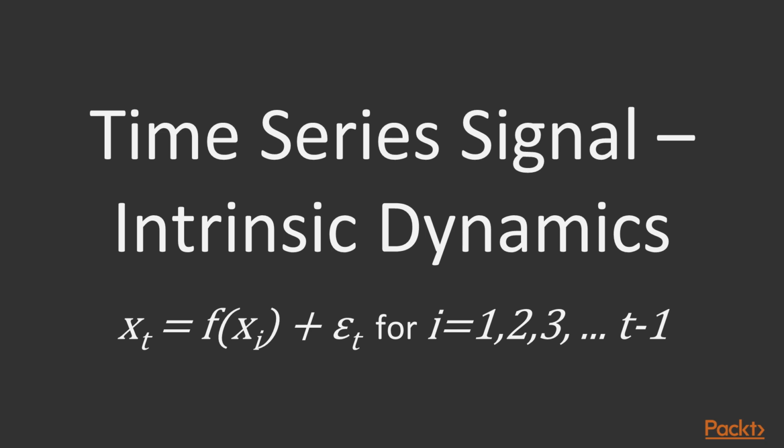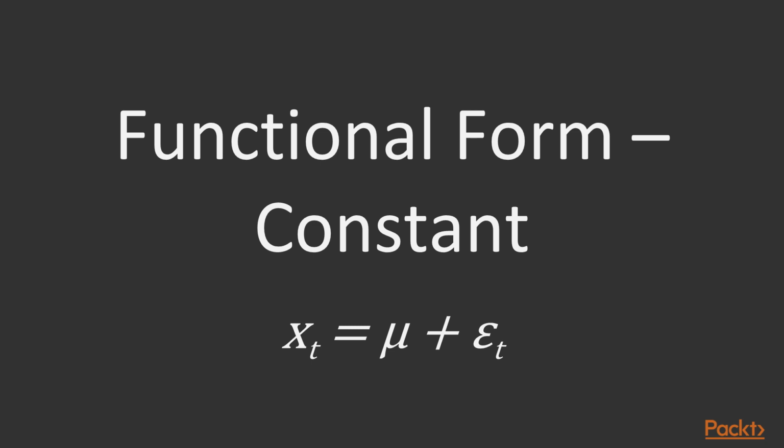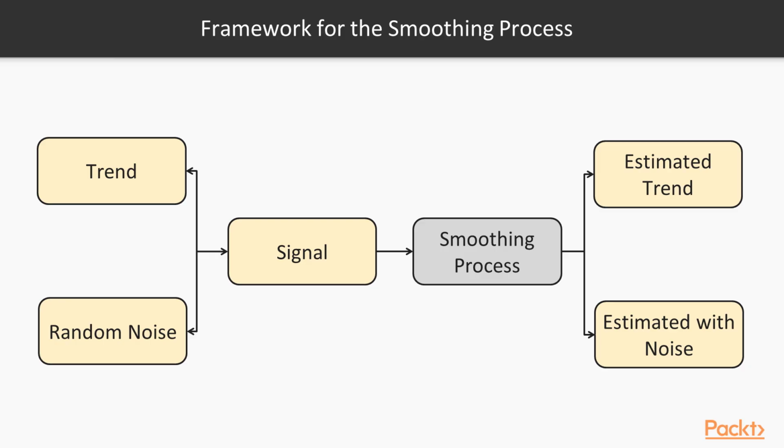Here, x_t is observations, and epsilon_t is white noise. The f of xi denotes the functional form. This is an example of a constant as a functional form. Here, the constant value mu acts as a drift parameter. The smoothing forecasting methods can be considered as filters that take inputs and separate the trend and noise components, as you can see in this figure.